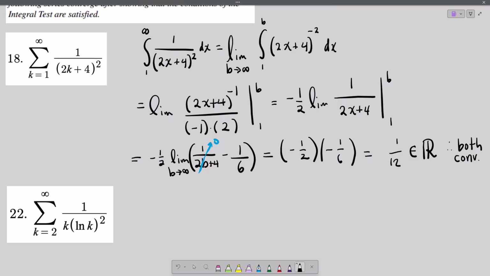So if you do the improper integral and you get a number, that means the improper integral converges. If the improper integral converges, the integral test says then the infinite series also converges. So both converge. What I mean is that the improper integral and the series both converge. So that's the integral test. It does not tell us that the sum of the series is 1/12. Might be close, but it's not the sum of the series.